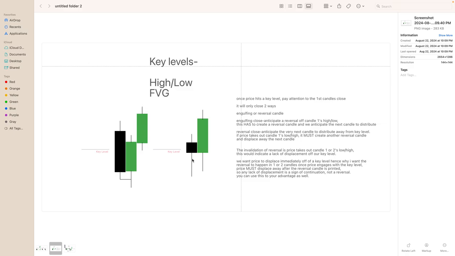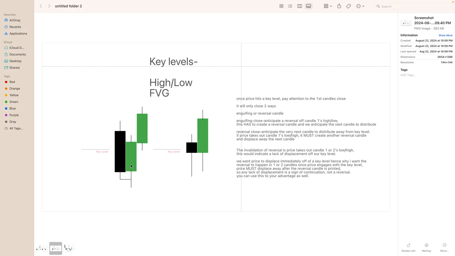But if the first candle hits the key level, right, and has that reversal candle, long wick, close inside the previous candle's low, then I want to see this candle reverse price. And sometimes price will actually take out this candle's low, but it's the same rule as this one over here. It also has to fail to displace, right? And then the next candle must displace higher, right?